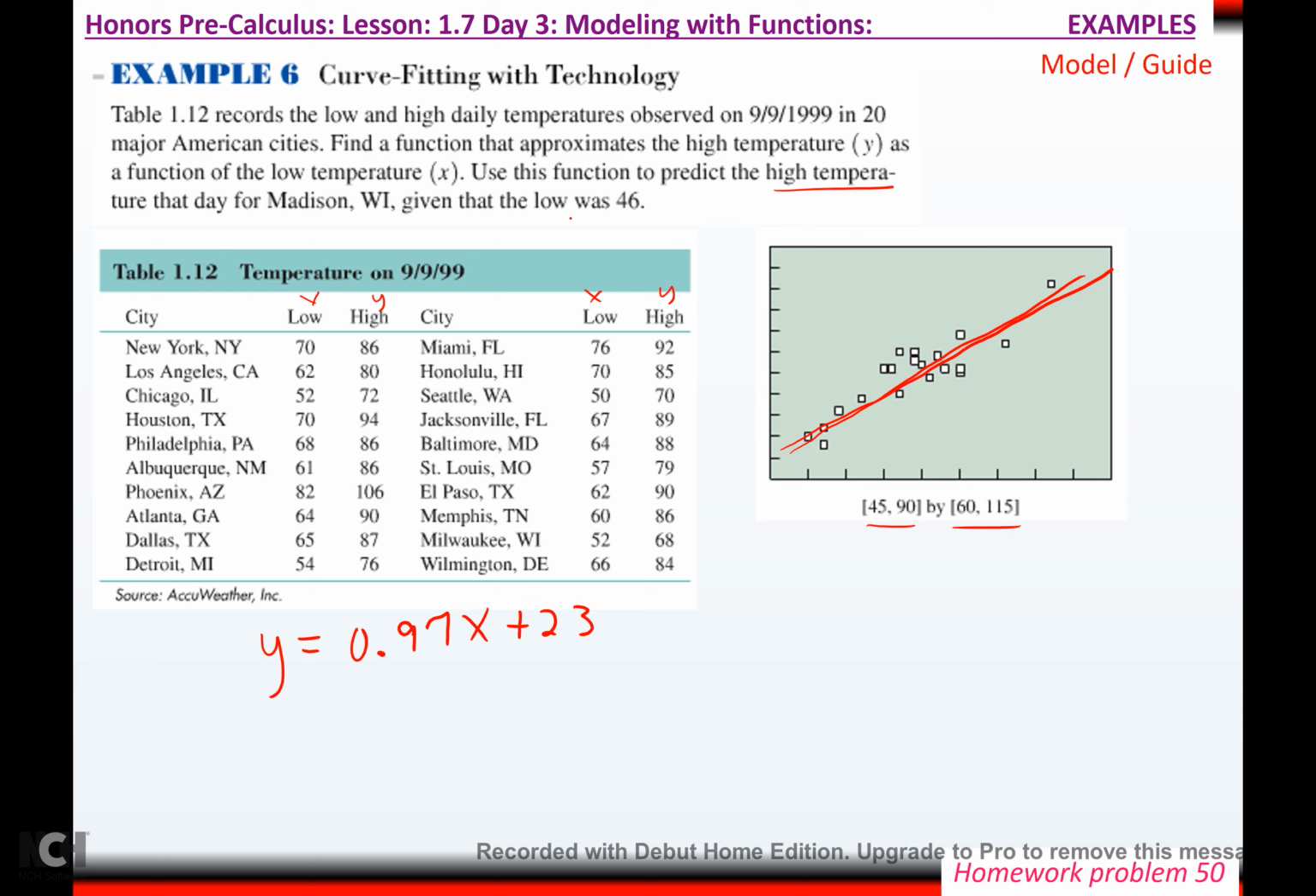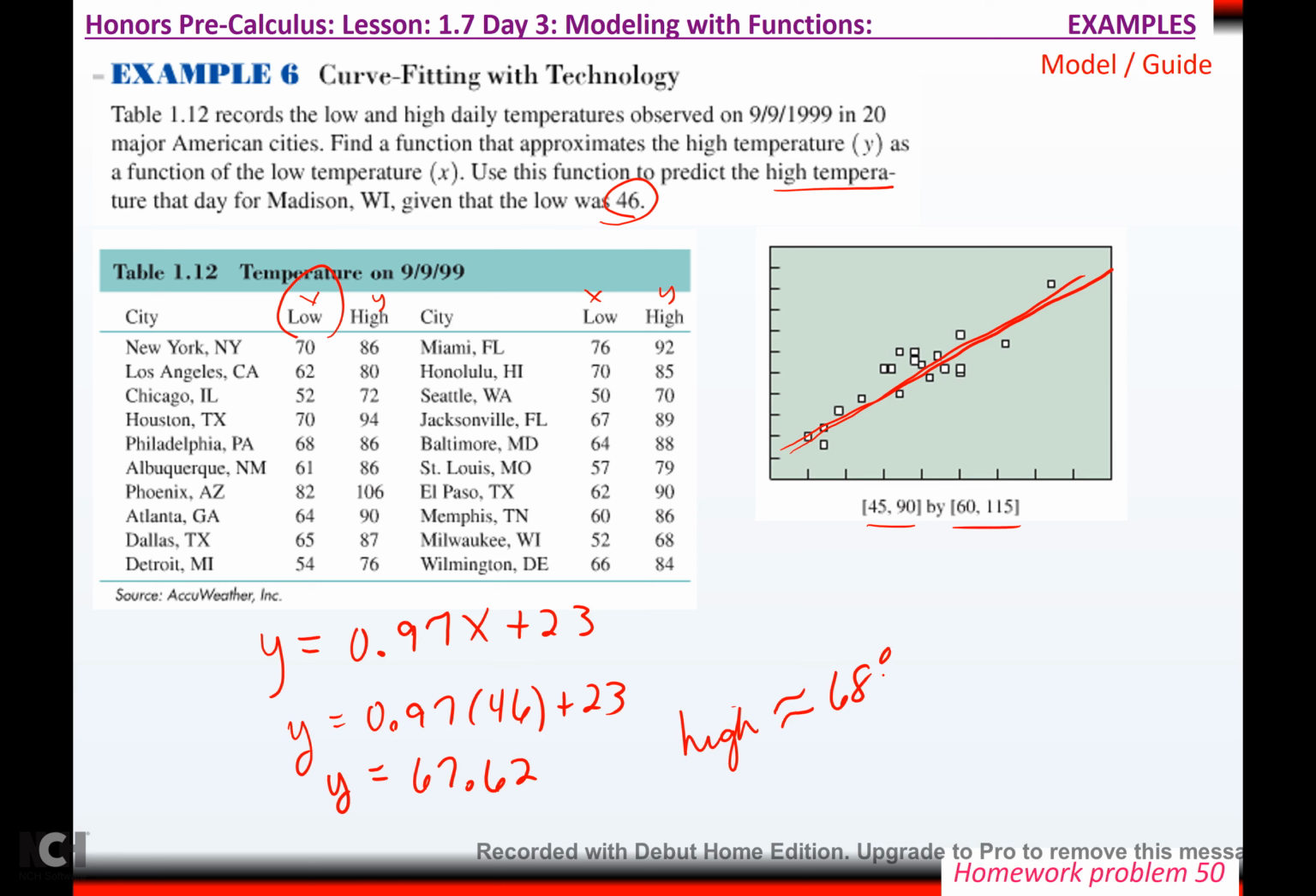The second part says use this function to predict the high temperature that day for Madison, Wisconsin, given that the low was 46. Lows are x's, so they're telling me to replace x with 46. And if I type that in, I get 67.62. So I'm going to say that the high for that day was approximately 68 degrees. And if we look for Madison, Wisconsin, is it on there? No, but that's what it would be, I guess.